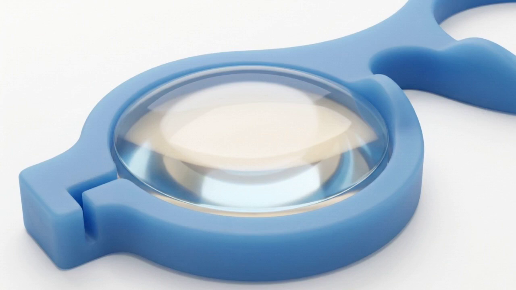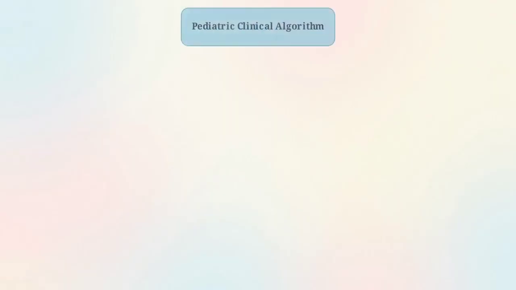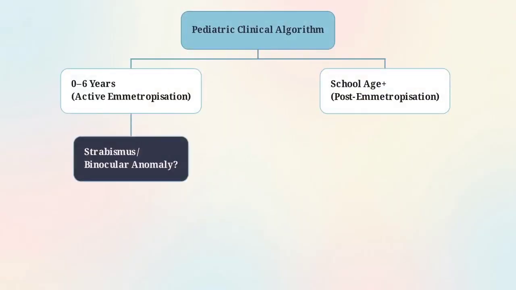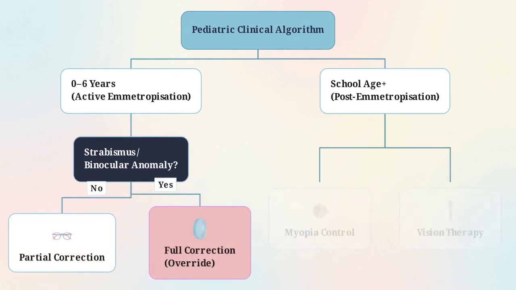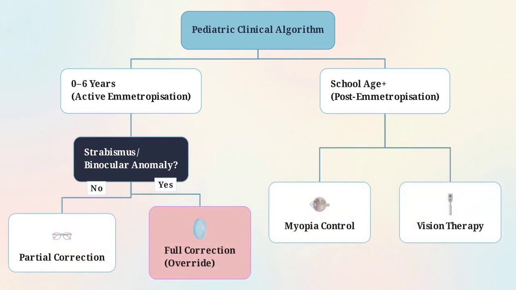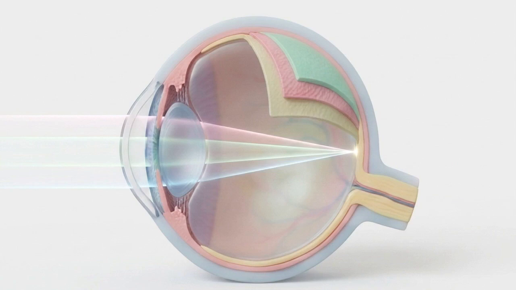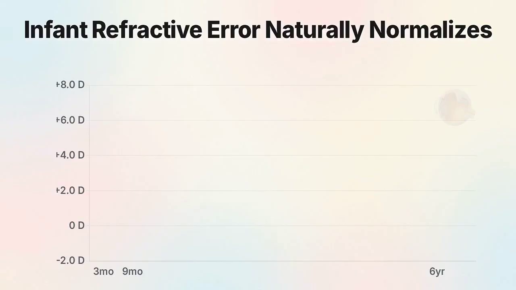These profiles highlight the clinical tension between allowing nature to take its course through undercorrection and overriding it with aggressive optical power. Effective pediatric management depends on a sequenced clinical algorithm that adapts to the patient's age and binocular status. In healthy infants, the natural history of refractive error begins with a wide distribution, typically characterized by moderate to high hyperopia. Longitudinal data shows the average spherical equivalent at 3 months is plus 2.16 diopters.